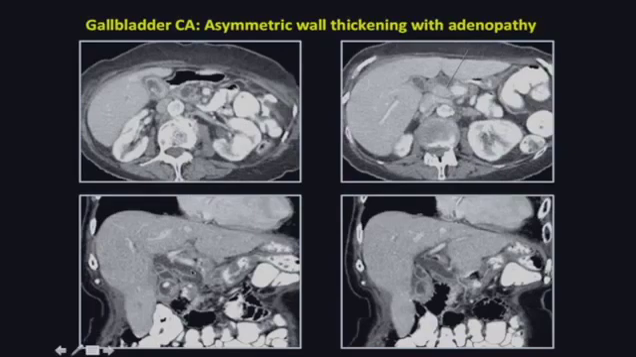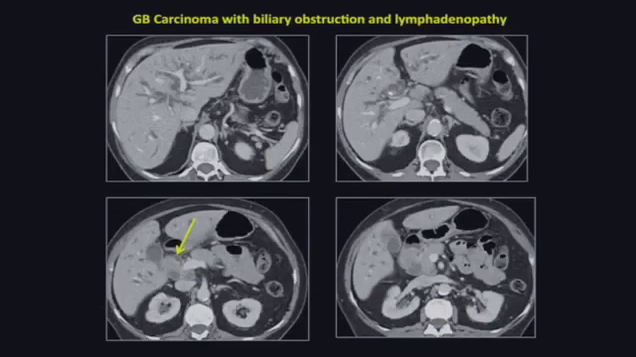Gallstones, biliary dilatation, and evidence of lymphadenopathy. Again, the combination of findings are highly suspicious for metastatic gallbladder cancer. Here's a patient with biliary invasion from a gallbladder mass, seen as focal thickening in the region of the fundus.